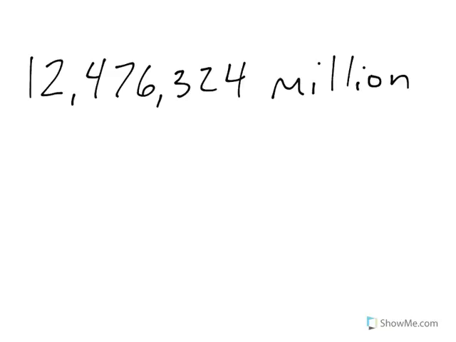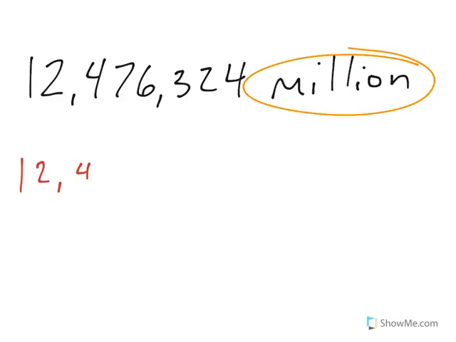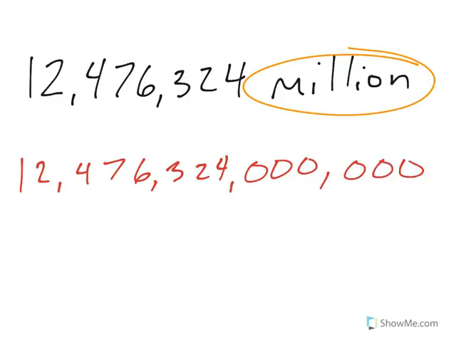All right, this video is basically about how to change this number in terms of the label, I guess. So we have 12,476,324 million. Now, you can think about that in standard form, right? We know that million means 6. So if you want to go to standard form, you would simply add 6 decimal places. Right now, the decimal point is here. So if I add 6 places, that's why I have 6 zeros. Okay, so that's standard form.